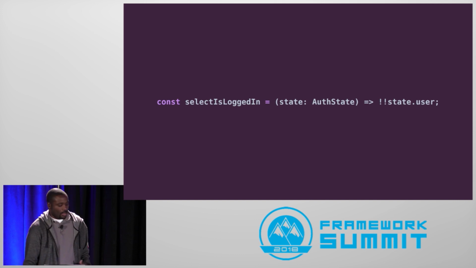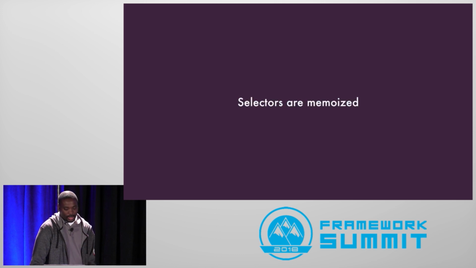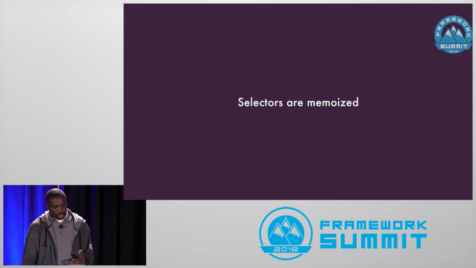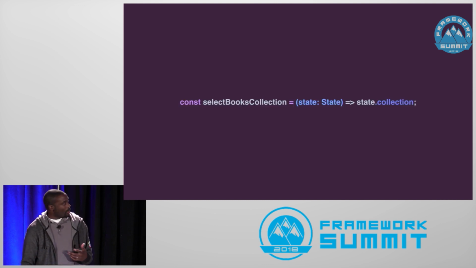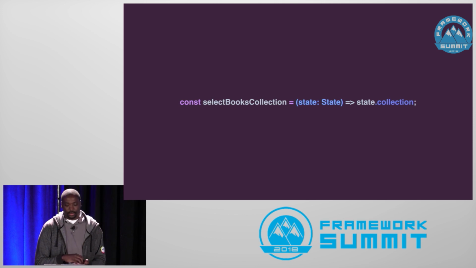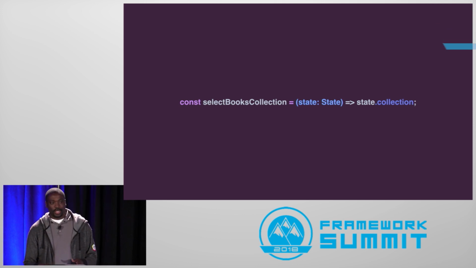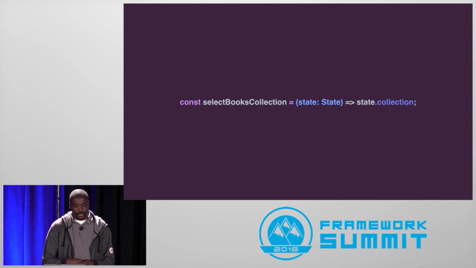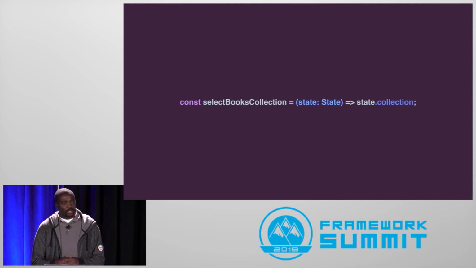When the user logs out, that user information is cleared, the selector returns false, and all that happens automatically just because the selector is fired. And this happens efficiently because selectors are memoized. So memoized selectors, if we take a look at a selector function on its own, it doesn't do any caching or checking for results. Calling this function will compute these results every time.